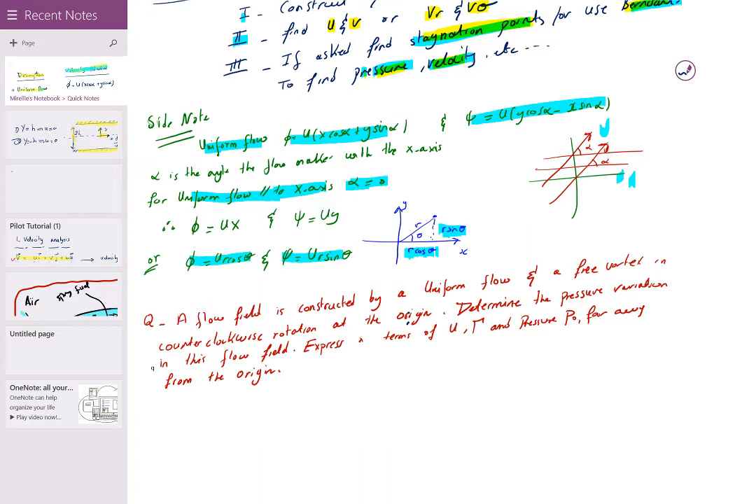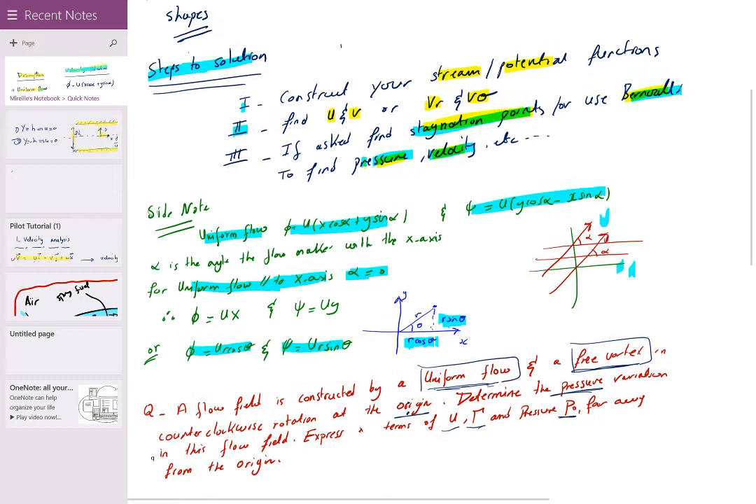First, I will go back to the steps and I'm going to follow exactly my steps. So before doing so, I will underline here that I have a uniform flow and a free vortex with counterclockwise rotation at the origin, and I need to find the pressure variation using u, the intensity of the circulation, and p naught. Okay, so these two things here, uniform flow and the free vortex, are the things that I will start with.